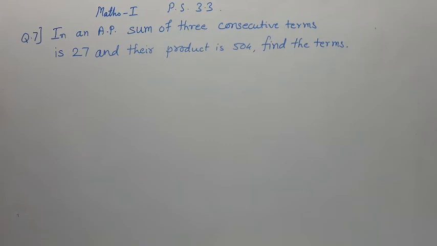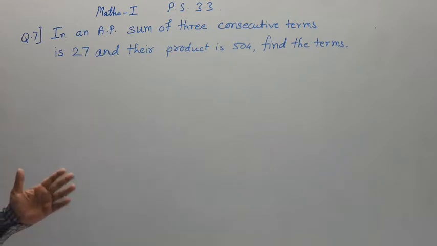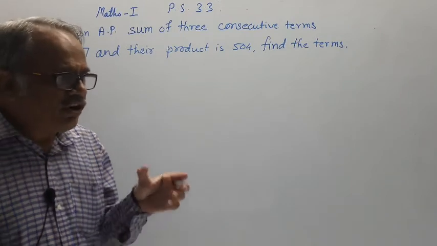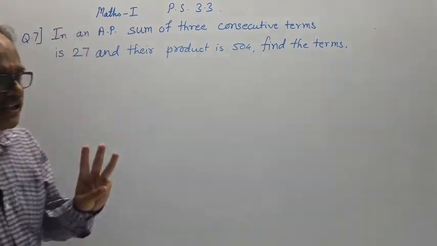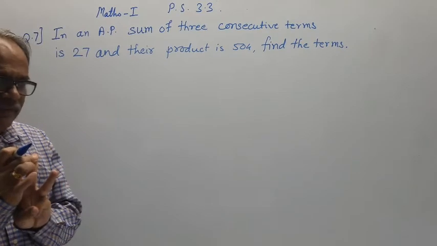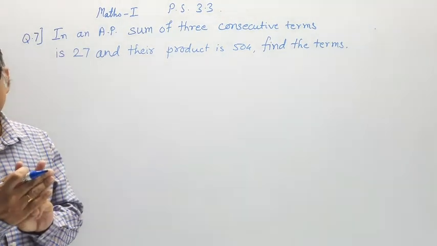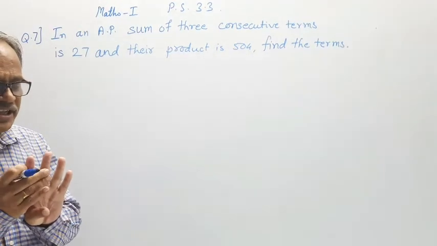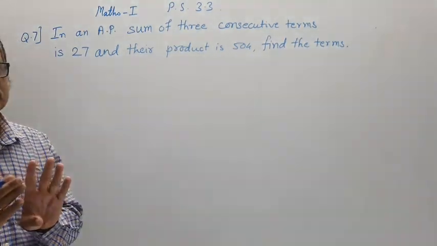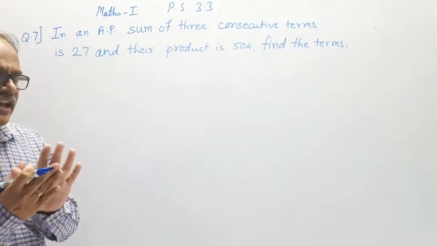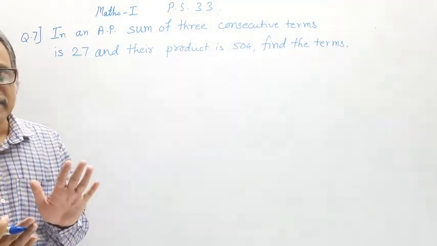If there are 4 terms, then we have to assume a minus d, a plus d, a plus 2d. If there are 5 terms, then we have to assume a minus 2d, a minus d, a, a plus d, a plus 2d. Means a should come in the middle. If there are 3 terms, a should be in the middle, with a minus d before it and a plus d after it. This is the method.